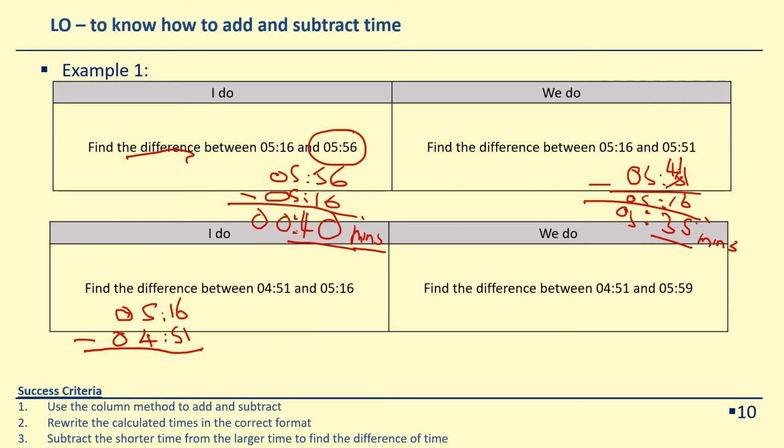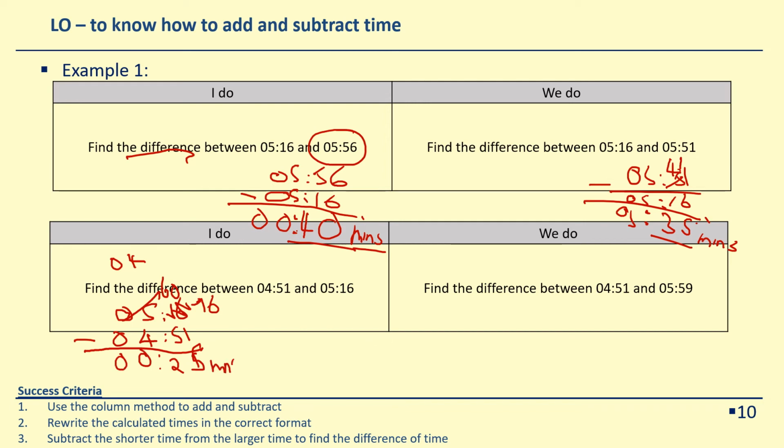We're going to do what we did before. We borrow from the hour. So we'll make that 04. We add 60 minutes on to the 16. Okay, so 76. Okay, we can scribble the 16 out. So now we can do 6 take 1 is 5, and then 7 take 5 is 2, and then we've got 4 take 4 in the hours, which equals 0 again, like the other examples.